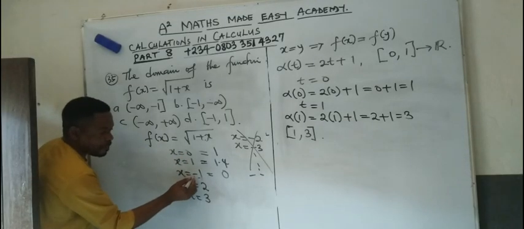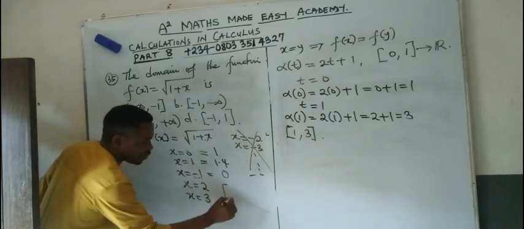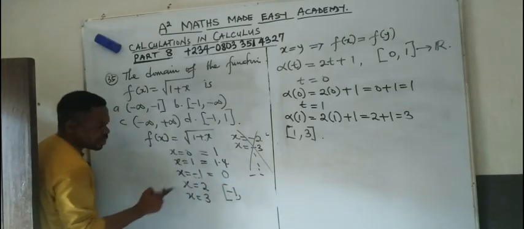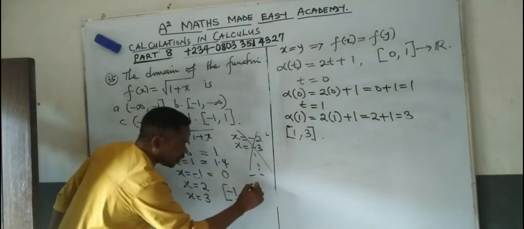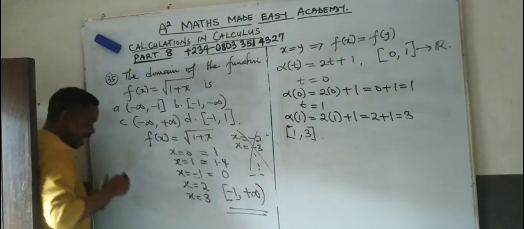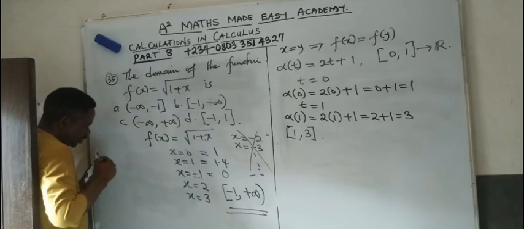What is the least number? Minus 1. So I will now put minus 1 as a member. Are you with me? Can you see that it is increasing to positive infinity bracket? And this is the final answer, and that is the domain of this function.